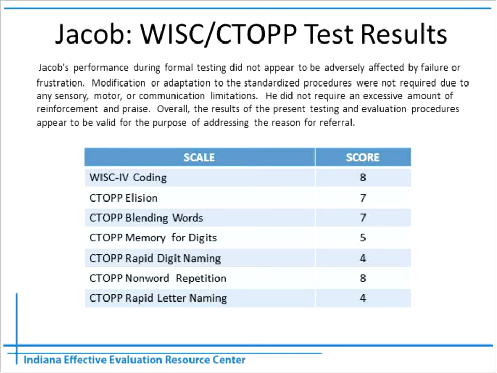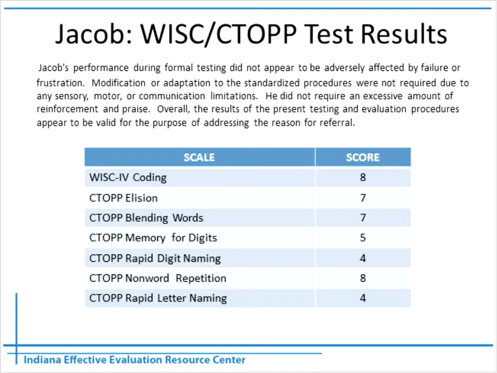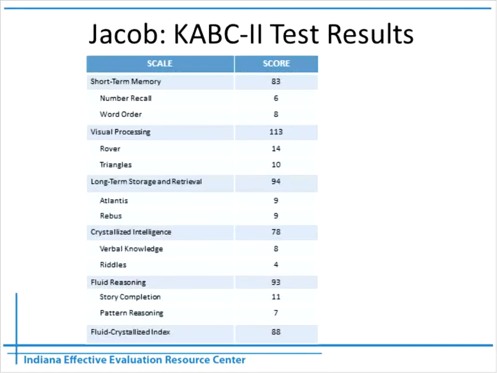In this case, Jacob was given the WISC and the CTOP, so we have additional CTOP scores, which also uses scale scores like the WISC, so that makes it fairly easy. And we have those scores listed here, rapid letter naming, rapid digit naming, and so on, and it looks okay there. And then here are his KABC-II test results. So in addition, if I go back here, he was given actually not the entire WISC battery, but the WISC-IV coding subtest. He was given primarily the KABC-II battery here, which you can see. And we have the subtest values here.